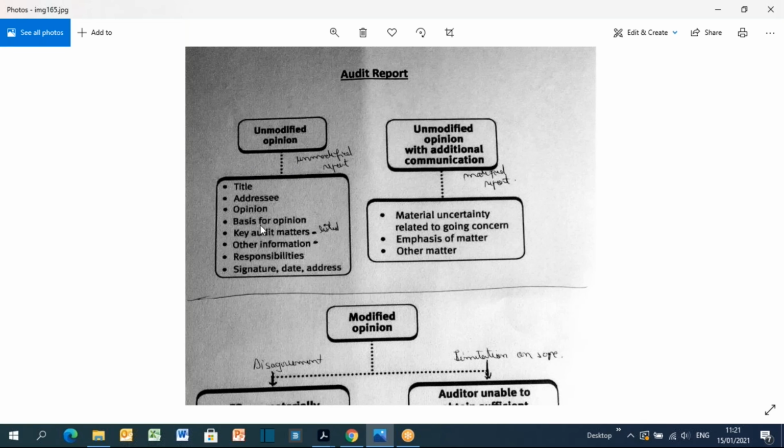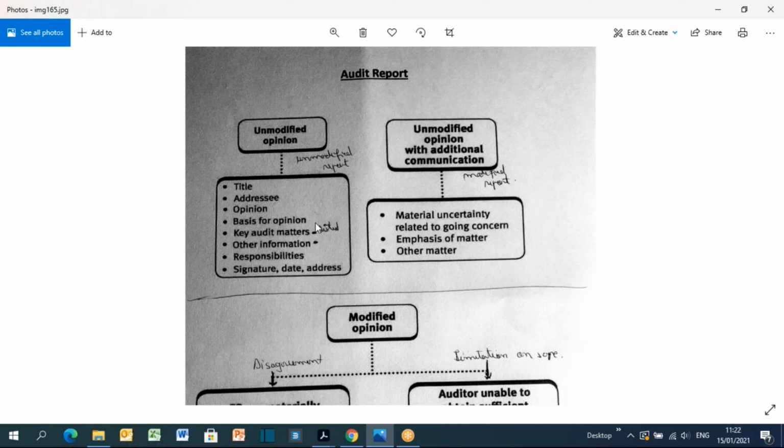So if you have to include the key audit matters or another information paragraph, remember that by including these two, the report will not be modified like on this side, but will still remain an unmodified report, and the opinion will still be unmodified. So remember this layout because you might get a question about this, as we can see by doing the questions later on. If it asks for key audit matters or other information paragraph, then the report will still be an unmodified report with an unmodified opinion.